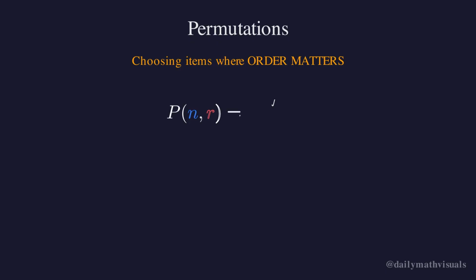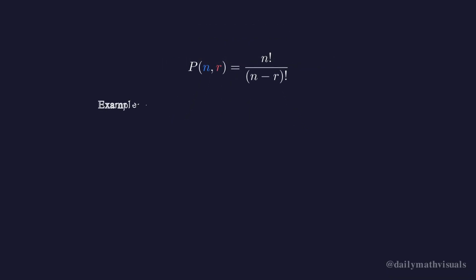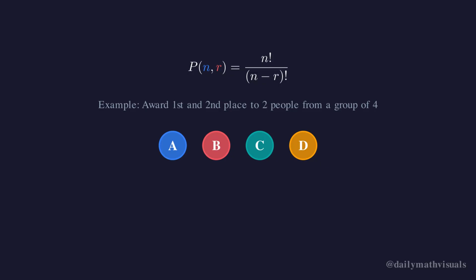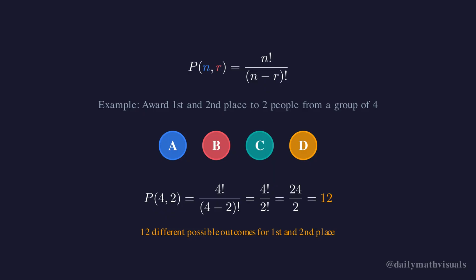The formula uses factorials. P of n comma r equals n factorial divided by n minus r factorial. Here's a real example. Say you're running a race with 4 people, A, B, C, and D. You want to know how many different ways you can award first and second place. We plug into our formula. P of 4 comma 2 equals 4 factorial divided by 2 factorial. That's 24 divided by 2, which gives us 12. 12 different ways to award first and second place.